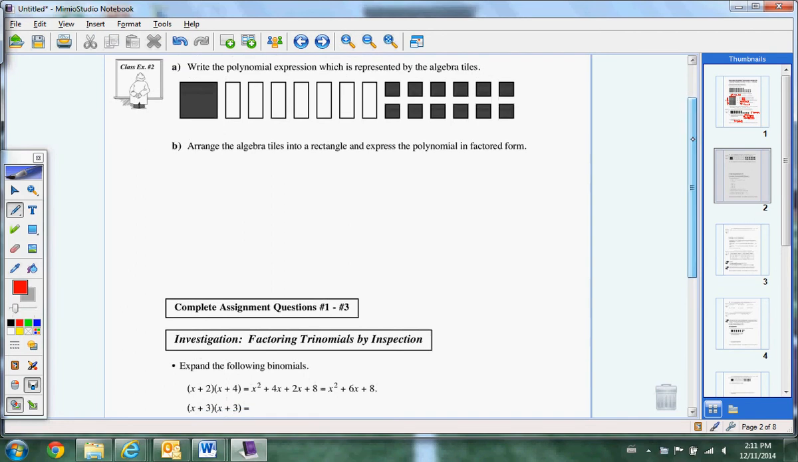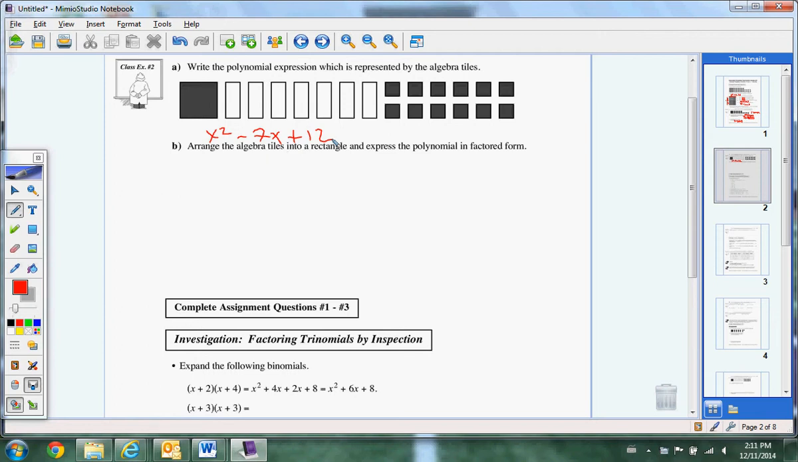Okay. All right. I guess we have one more here. So with the algebra tiles, now they give us some negatives. So I write the polynomial expression represented by the algebra tiles. This one I'm going to have an x squared minus 1, 2, 3, 4, 5, 6. Oh, there's 7. I can't count. Thank you. Minus 7x. And how many other ones are there? 12 plus 12. Okay?